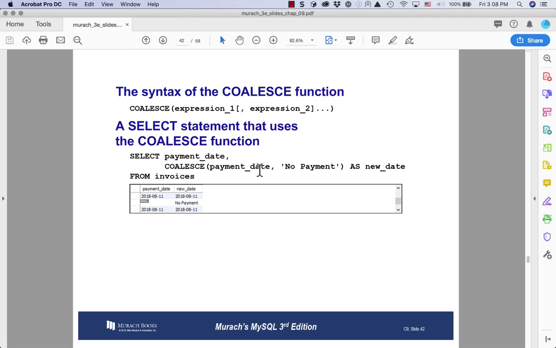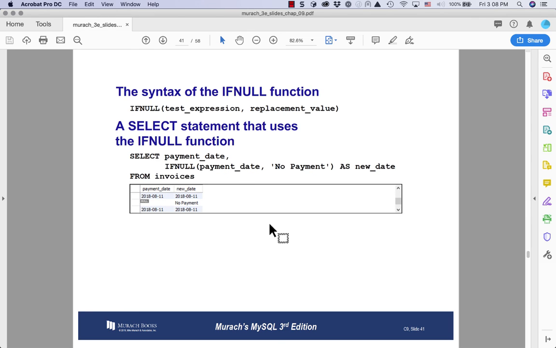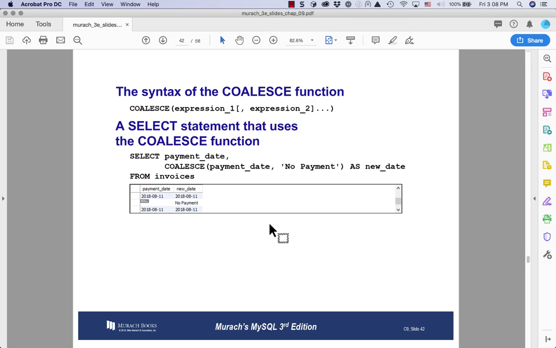So it looks at payment date. If it's not null, it uses it. It looks at the no payment string. It's not null, so it uses it. So this gives us the same answers, but it would be more powerful if we had a series of two or three or four columns that we were checking, and then the last was, say, no payment. With the current set of data, the coalesce does pretty much the same thing as the if null. And they're about the same number of characters and arguments. The real power of the coalesce is if you've got a sophisticated enough situation that you're not just checking a single column, perhaps you're checking two or three columns.